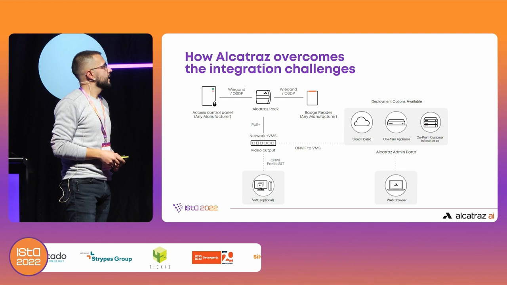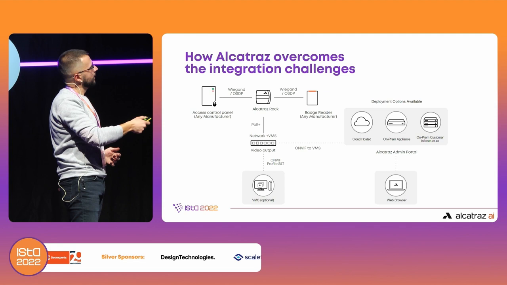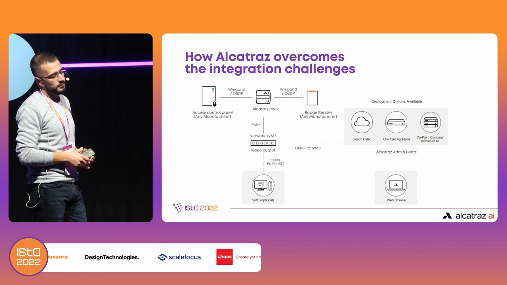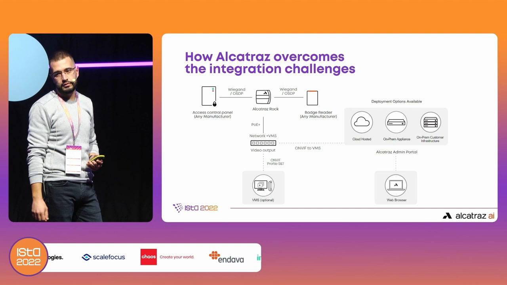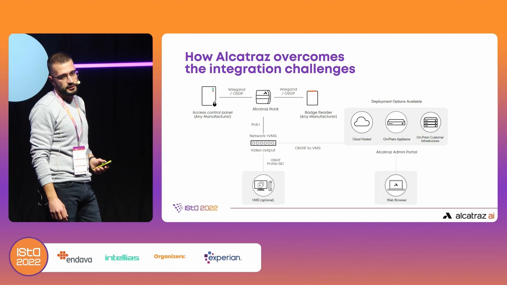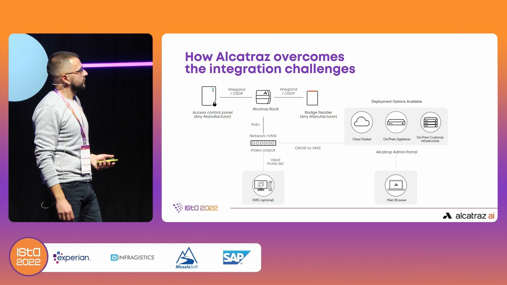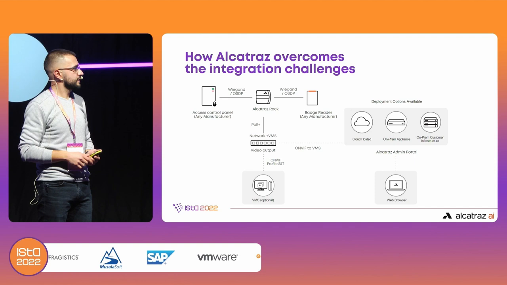So here's a small diagram of how the ROC actually works at the client. You can see the ROC itself is connected to the access control panel, which opens the door, and also to the reader, by which it collects the badge data for the person that is currently being enrolled or in front of the device. Then the ROC is connected to the Ethernet, and possibly, if the client has a video management system, it goes directly into there. And in the case where they have more than one device, which is all of the cases, it goes into either the cloud solution that we provide, or the on-premise appliance we give to some clients, or their own infrastructure if they choose so.